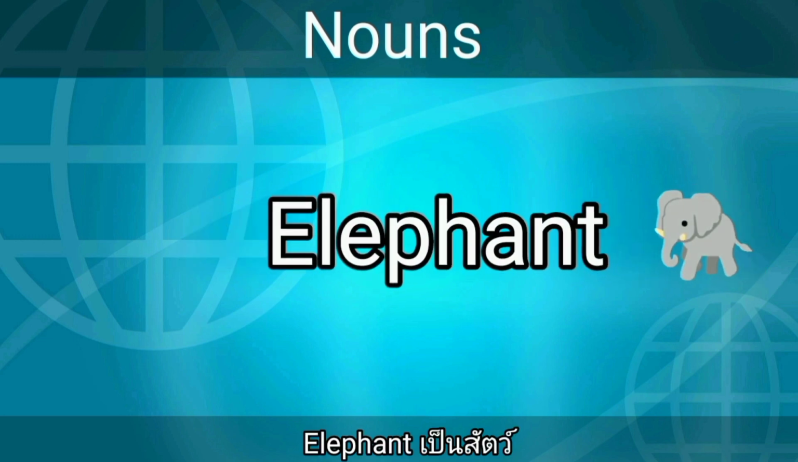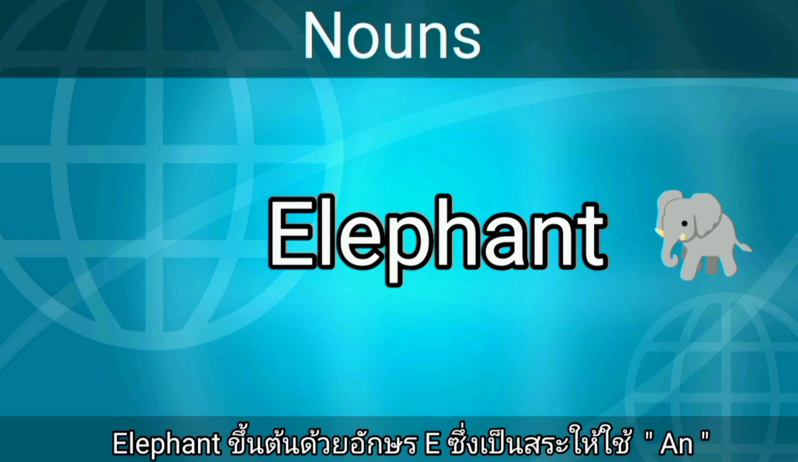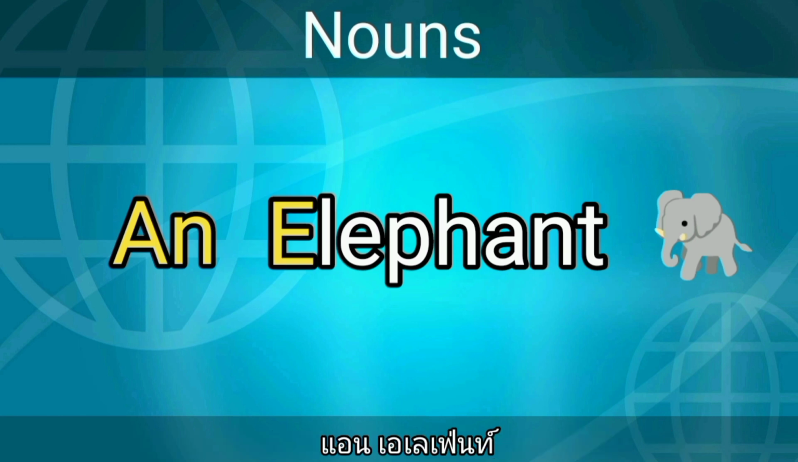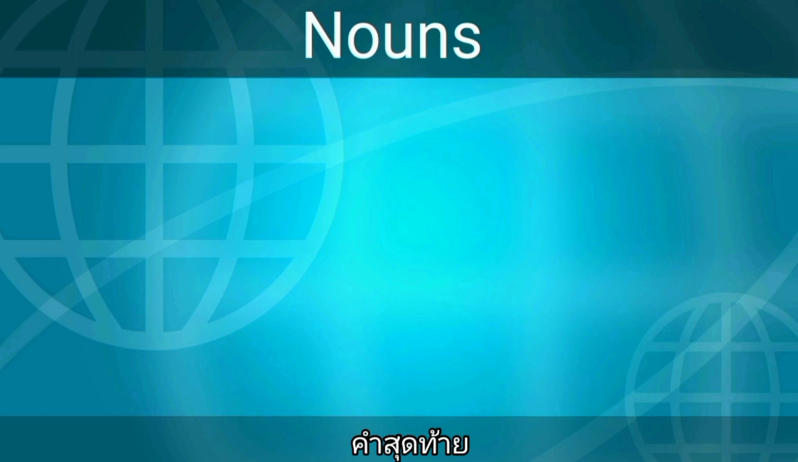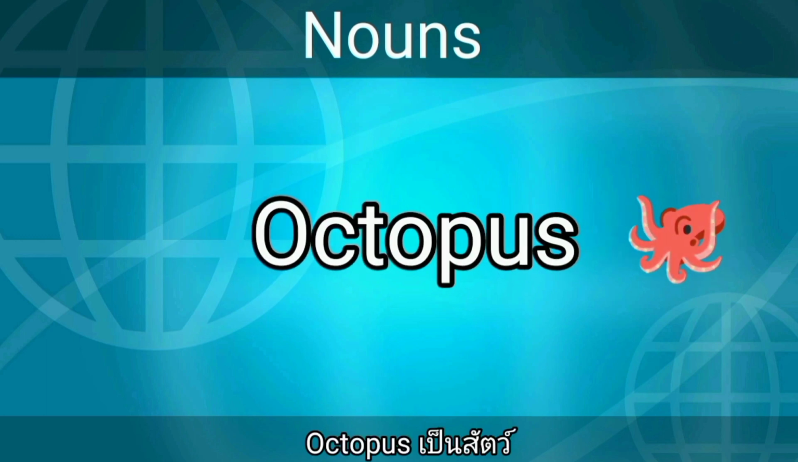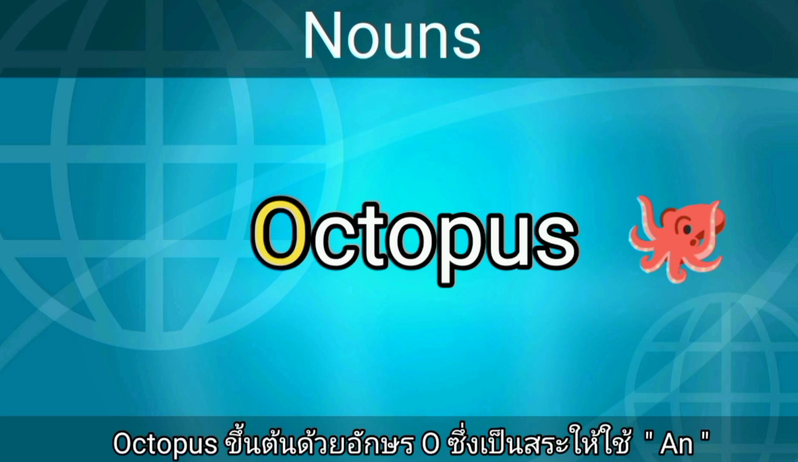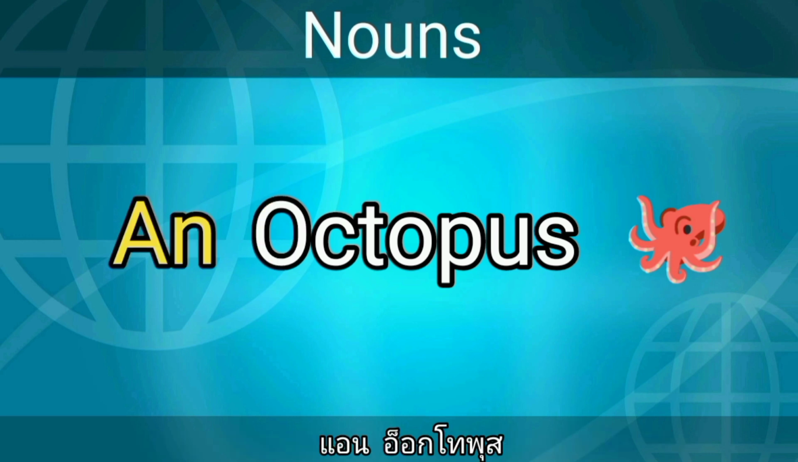Elephant. Elephant is an animal. Elephant starts with letter E. E is a vowel. Then put an elephant. An elephant. The last one, octopus. Octopus is an animal. Starts with letter O. O is a vowel. Then put an octopus. An octopus.